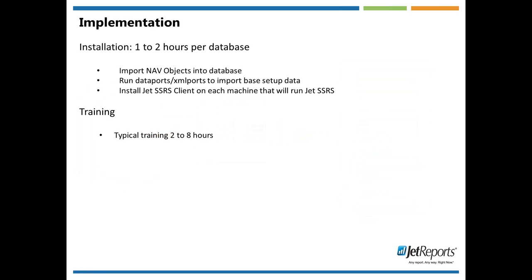So, a couple of simple steps to implement. You just import some base and NAV objects into your database. You run some dataports, or XMLports if you're on 2013, to import the setup data. And then you install the client on each machine that will need to run the Jet SSRS client. Now, that's all it takes to implement.